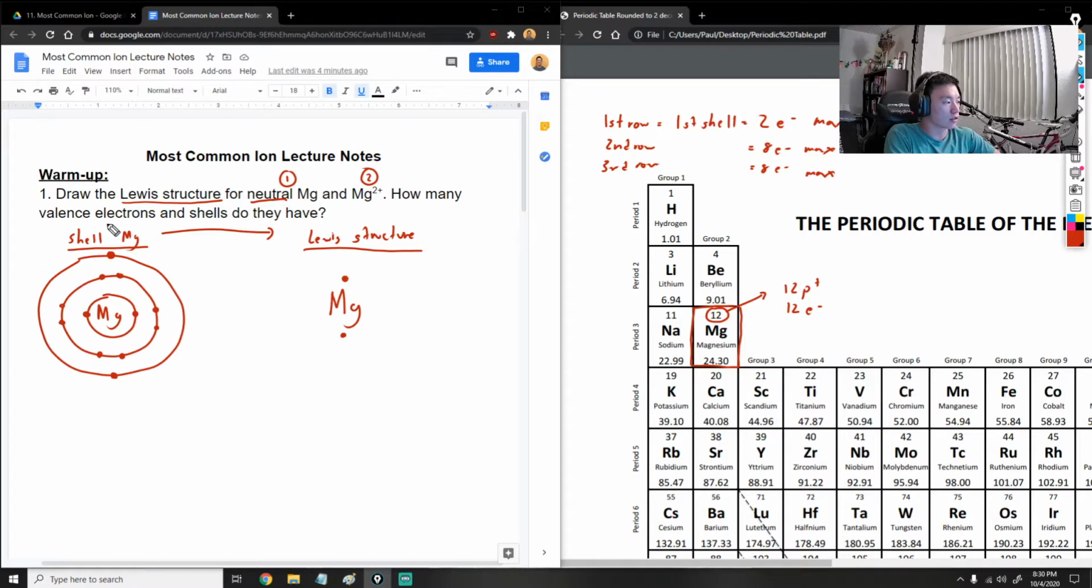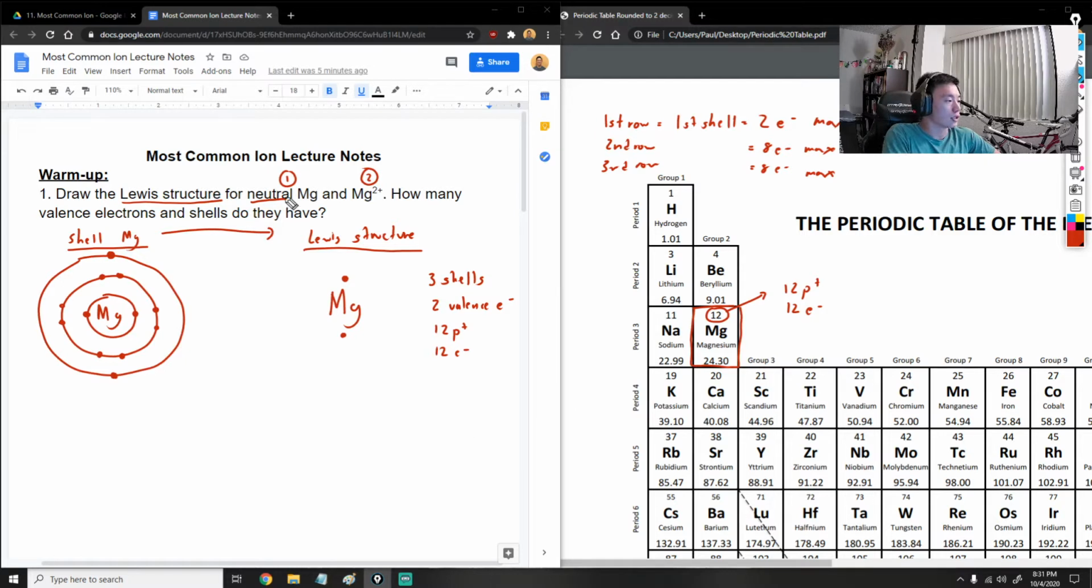And if we're going to answer the valence electrons and the shells, regular magnesium has 3 shells, right? Because there's 1, 2, 3. And it has 2 valence electrons. Alright, so that's regular magnesium. And we knew that it had 12 protons and 12 electrons.